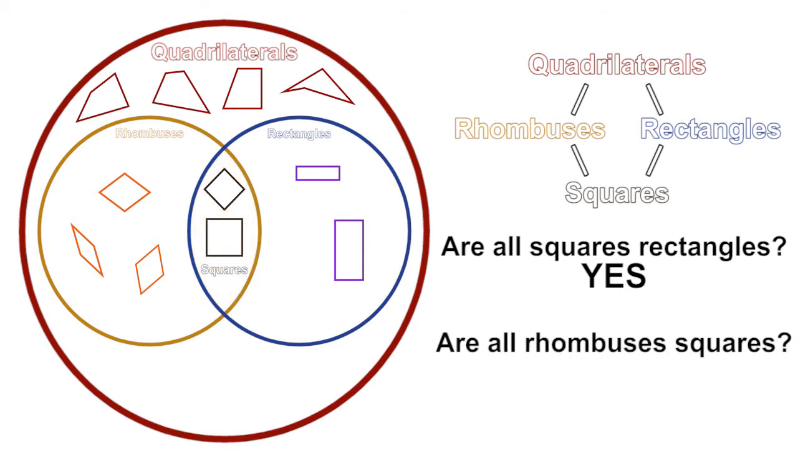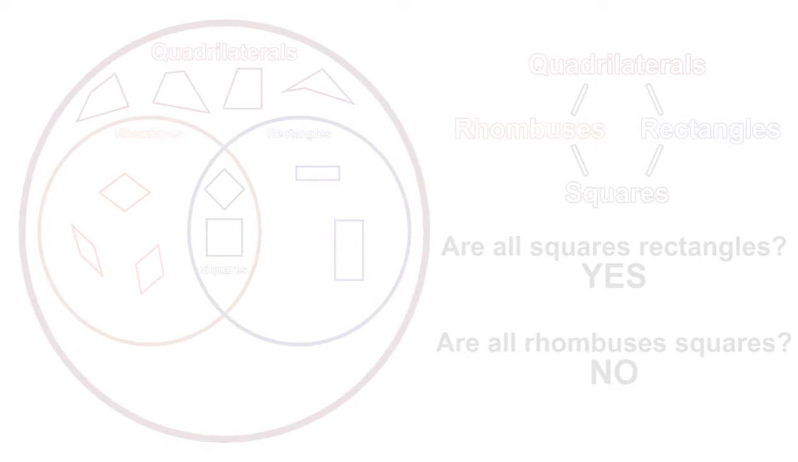Are all rhombuses squares? No, because in the tree diagram, the rhombuses are above the squares. Only if the rhombuses have four congruent sides and four right angles can they be categorized as squares. Squares are examples of rhombuses, not the other way around.